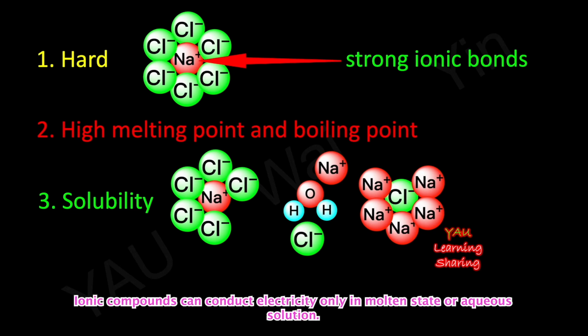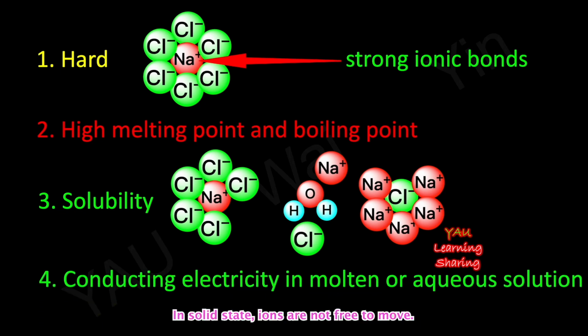Ionic compounds can conduct electricity only in molten state or aqueous solution. In solid state, ions are not free to move. In molten state or aqueous solution, ions become mobile.